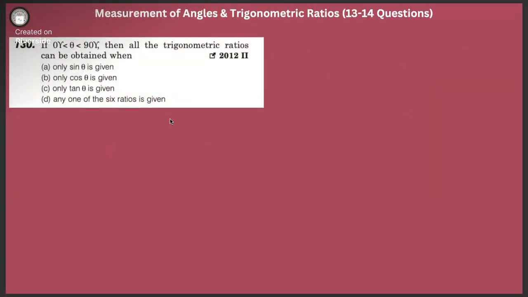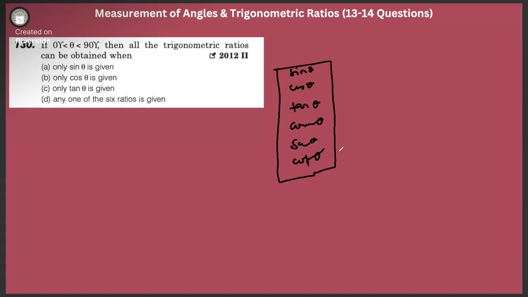Theta lies between 0 to 90. Then all trigonometric ratios can be obtained. What are trigonometric ratios? Sine theta, cos theta, cosecant theta, secant theta, cot theta. These are all trigonometric ratios, right? This is what we mean by trigonometric ratios, guys.